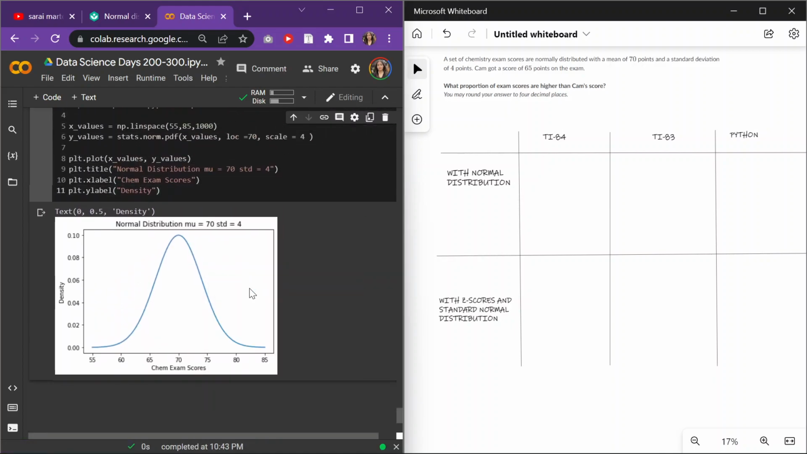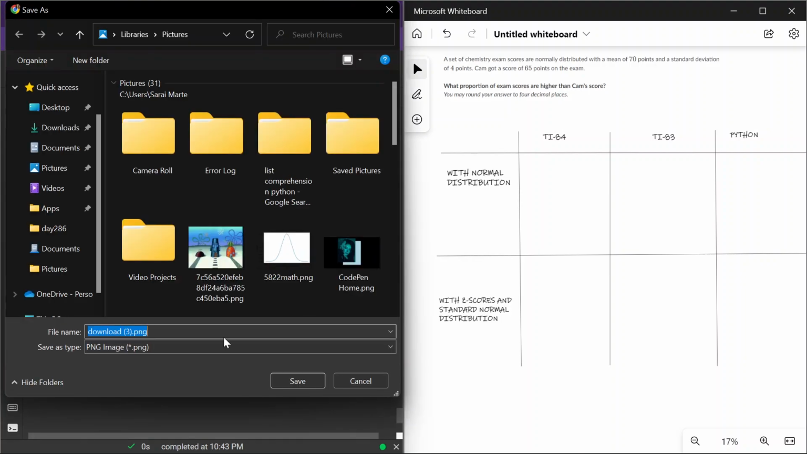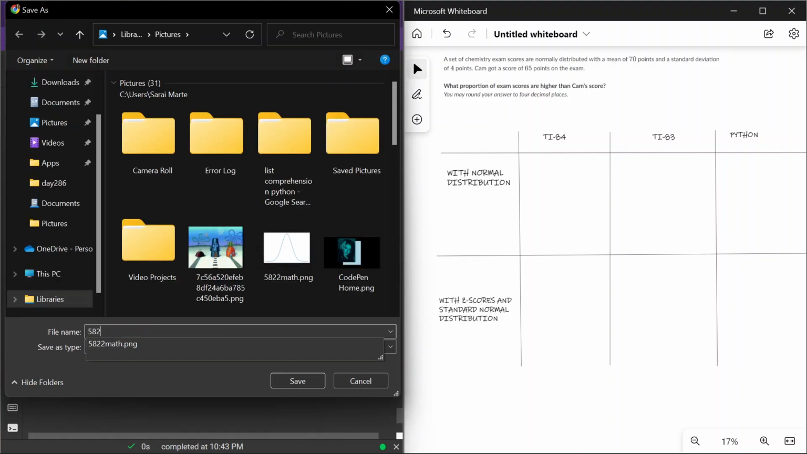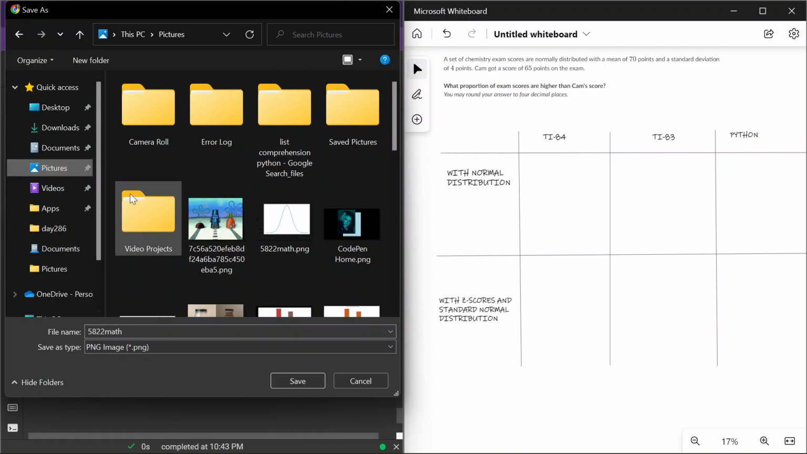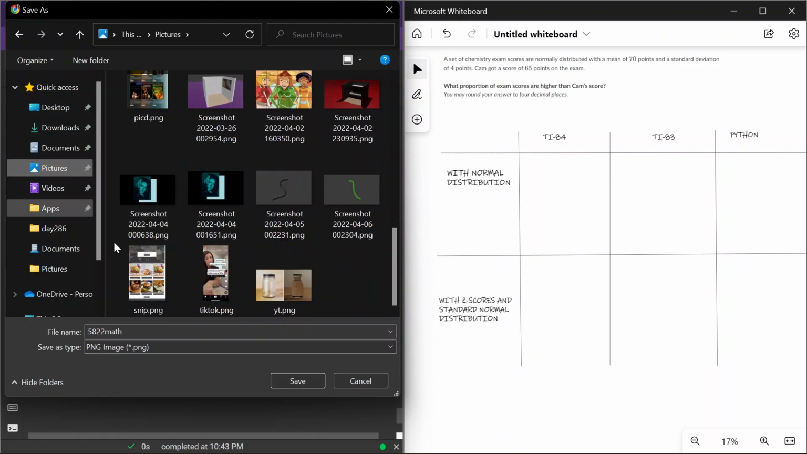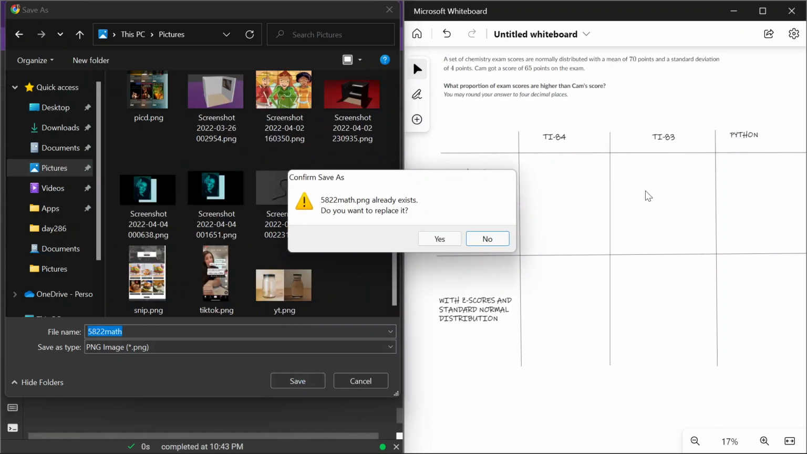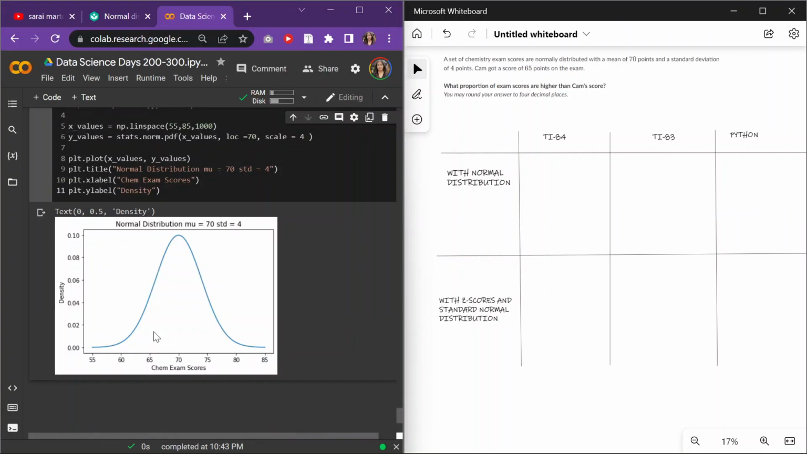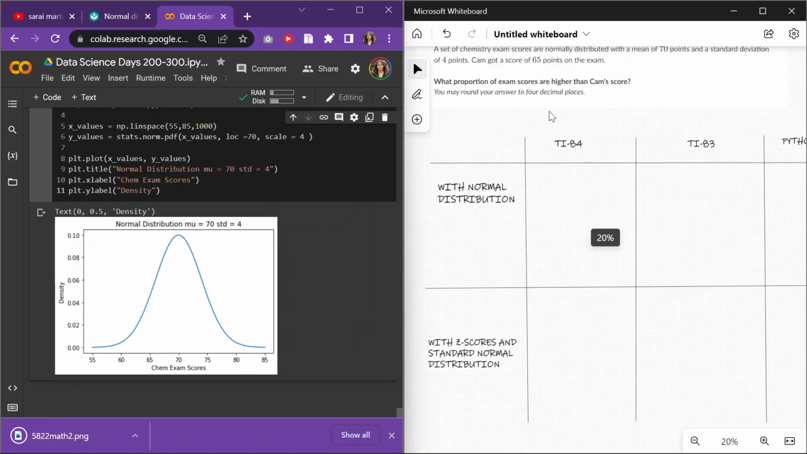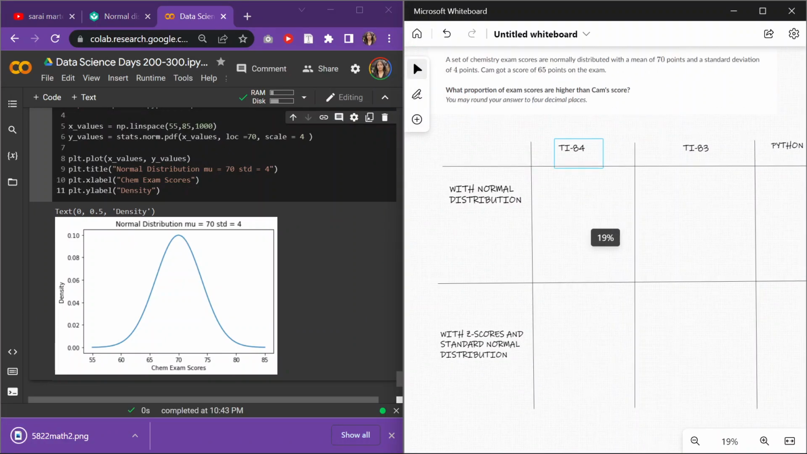So let me save this image. I'm going to give it today's date. I'm going to save it here. Oops, pictures. Maybe pictures. Nope. Desktop, actually, yeah, pictures. Okay. No, really? I didn't do that. Maybe I just, oh, I did. Oh, the problem was that I saved it as that.